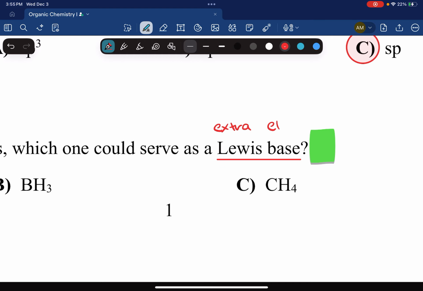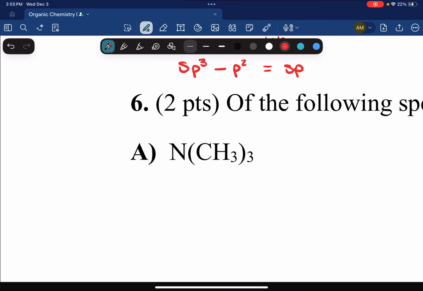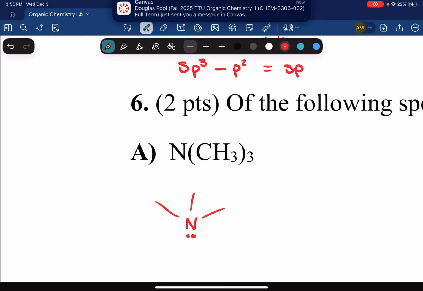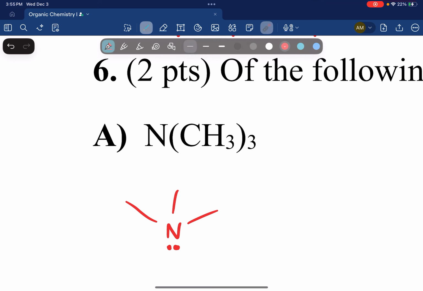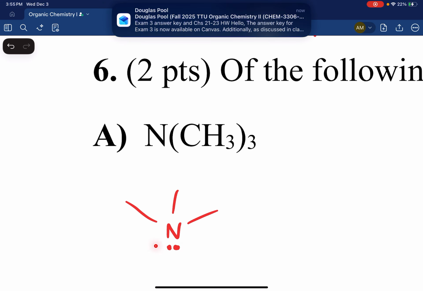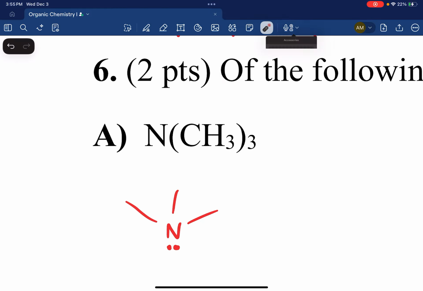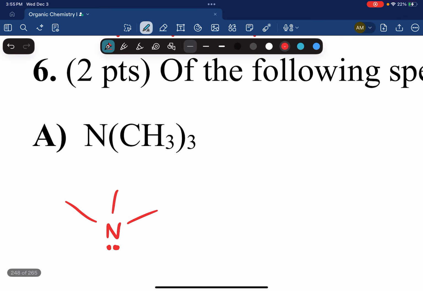Extra electrons, right? So, let's look at this. We've got nitrogen with 3 methyls: a nitrogen, methyl, methyl, methyl. But to complete the octet, we need a lone pair, right? So, does that look like electrons that can bond? Extra electrons? It's just a lone pair sitting out there. So, we're going to look at all the other answers, but I'm pretty sure it's A.